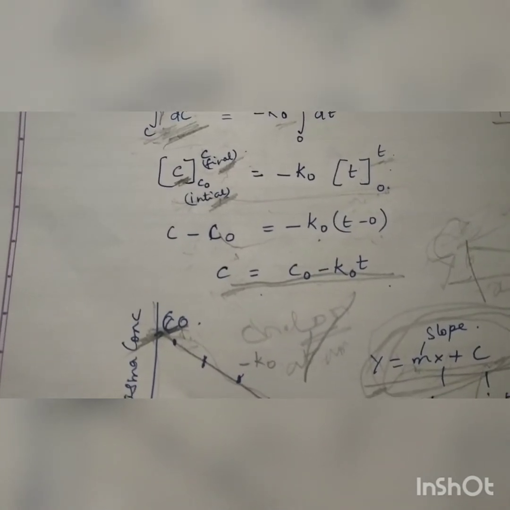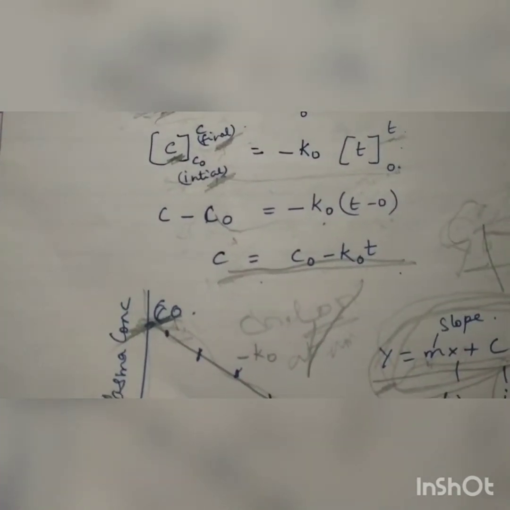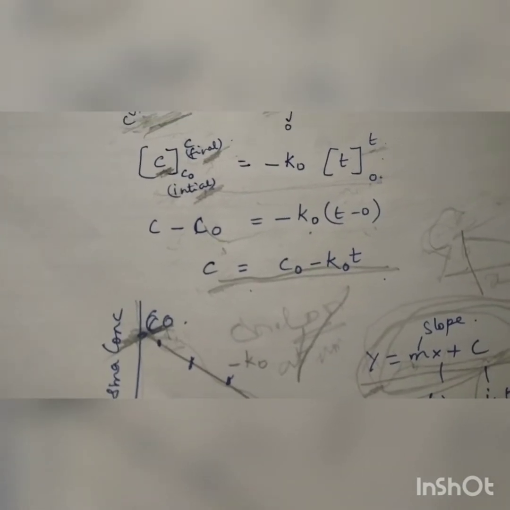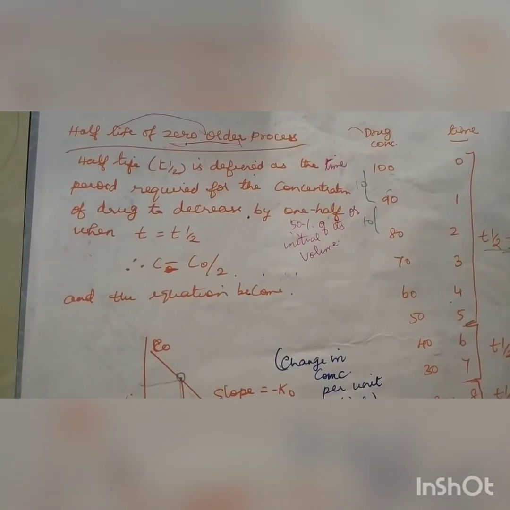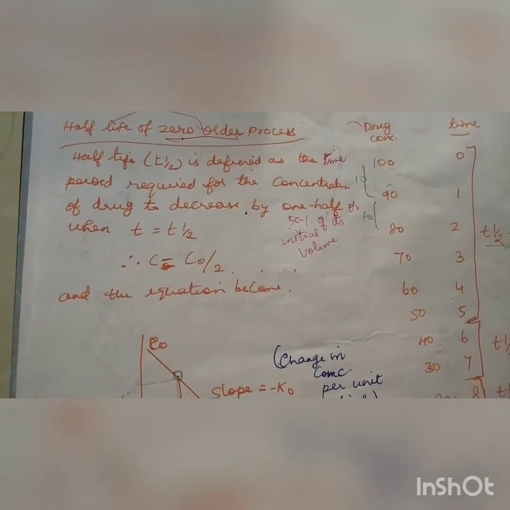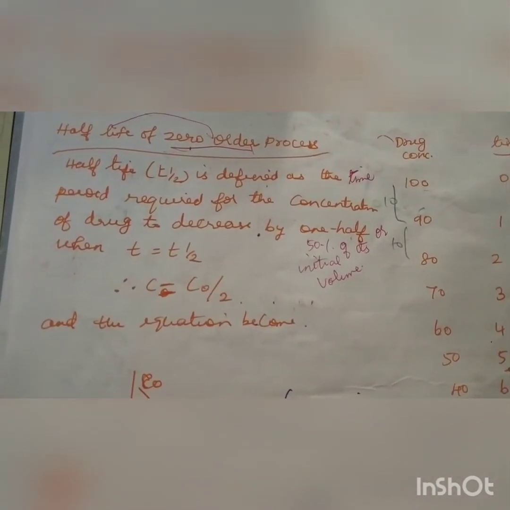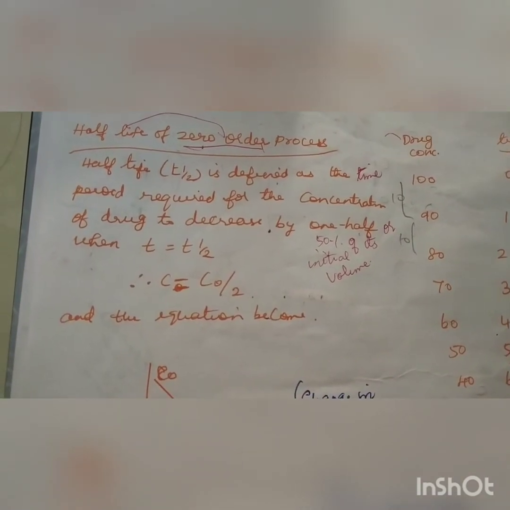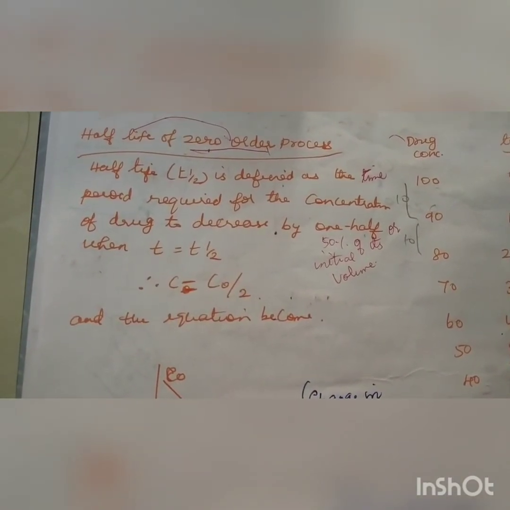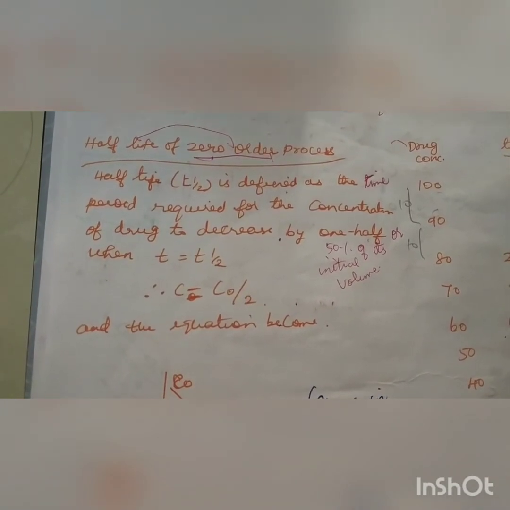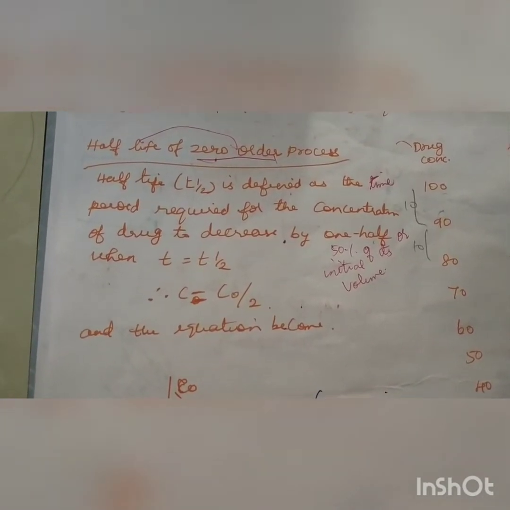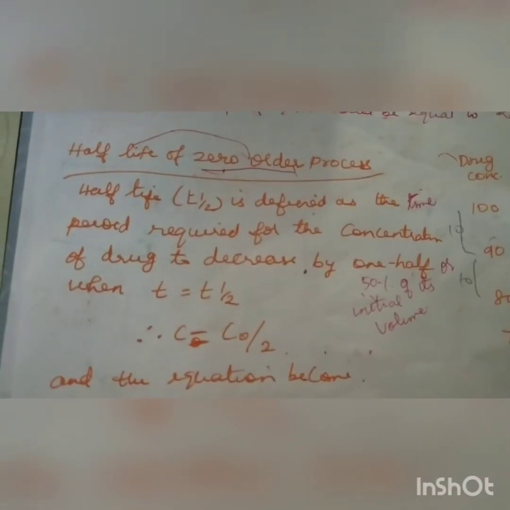So for the zero order reaction, this was the final equation we have arrived at. Fine. Let's look at the half-life of the zero order reaction. Half-life is defined as the time period required for the concentration of the drug to decrease by 1/2, or 50% of the initial amount of the drug. So the time becomes T half.